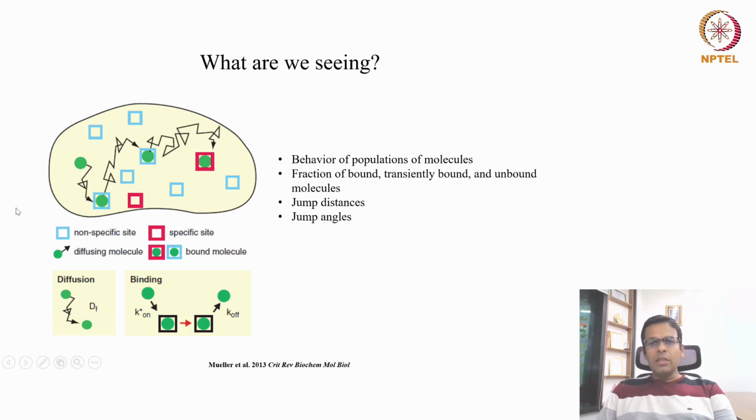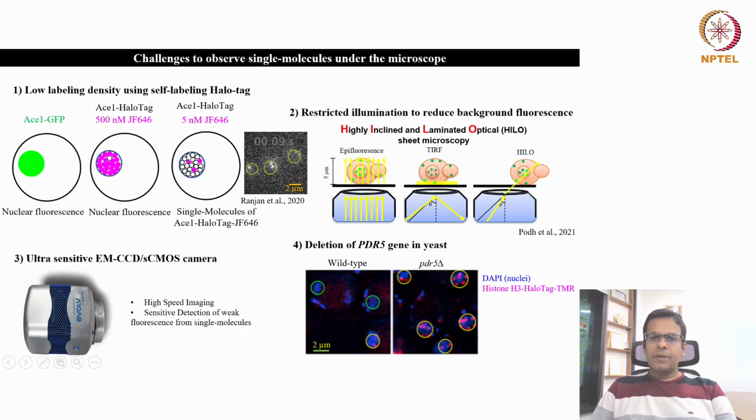Okay, then you can also calculate the jump angle. So what is a jump angle? Let's say this molecule in this frame moved from this position to this position, then it made the next jump in this direction. Okay, so this is the jump angle. So you can measure the jump angle that way. From the jump angle you can get to know whether a protein is moving in one specific direction or it is just a random movement. Okay, it is making jumps back and forth randomly. Okay, then you can measure the diffusion coefficient, you can measure the mean square displacement.